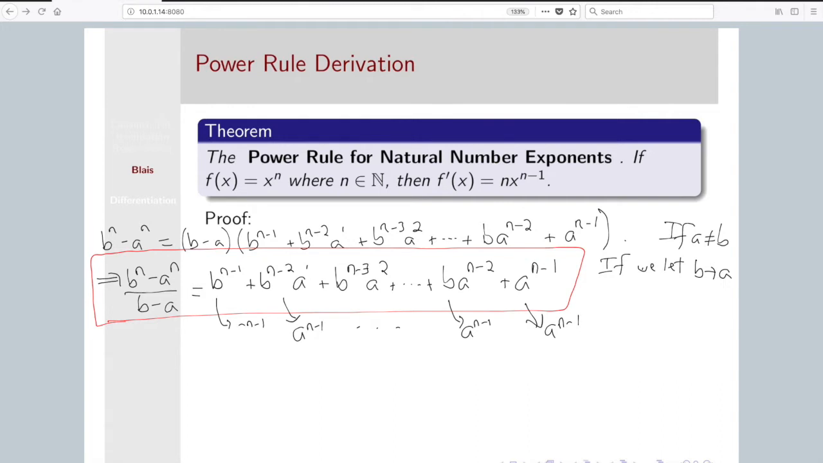Note what we have here now is n copies of the same term. And think of it this way, the way we count that, this b to the n minus 1 would have a partner term of a to the 0. So you have a to the 0, a to the 1, a to the 2, up to a to the n minus 1. So that's counting that starts at 0 and ends at n minus 1. So we have n of these terms.